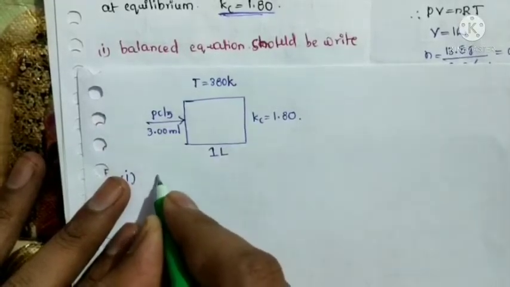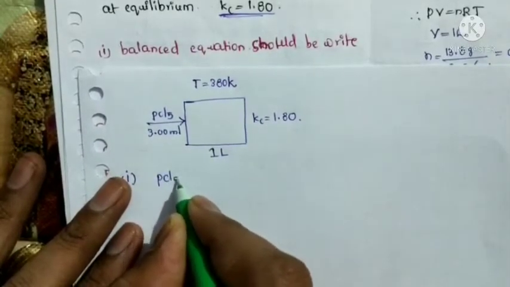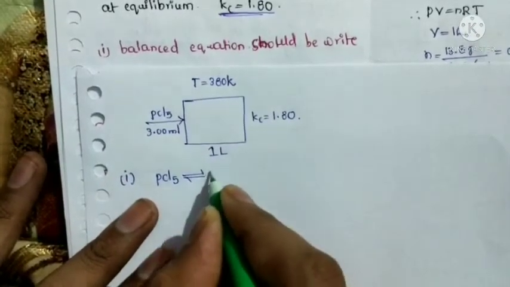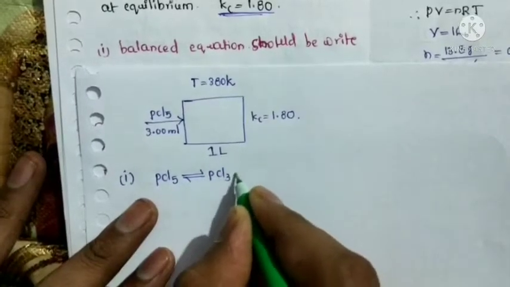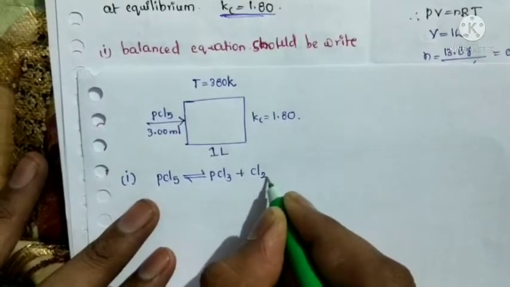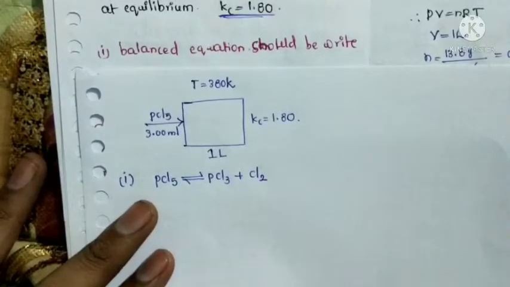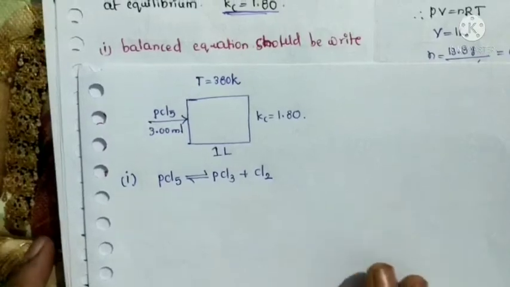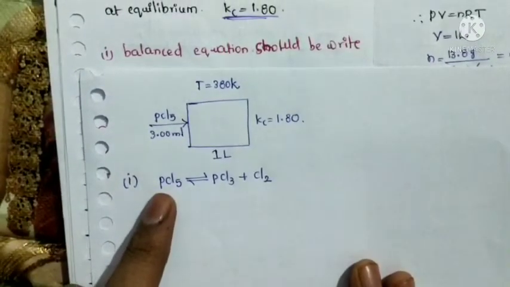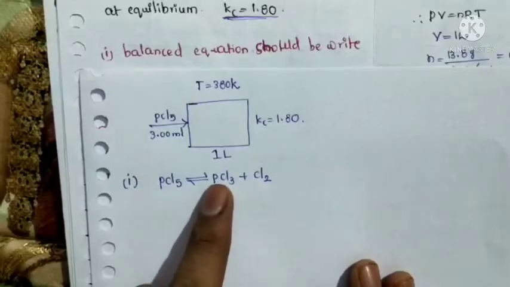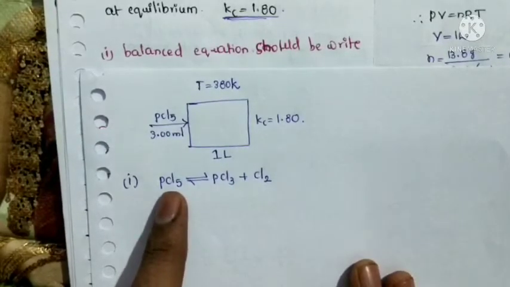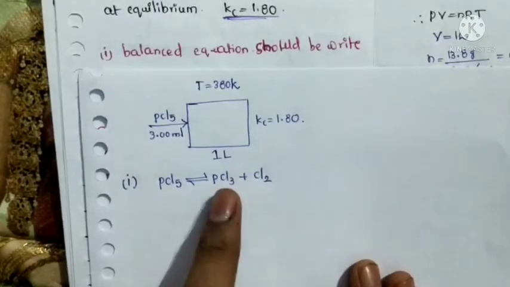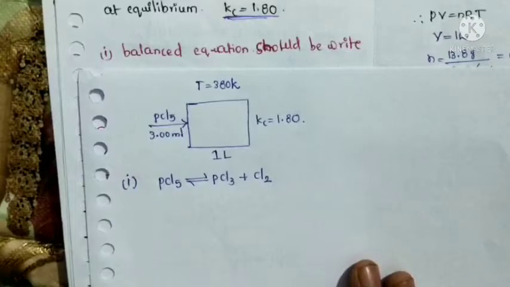For example, the reaction phosphorus pentachloride is in equilibrium with phosphorus trichloride plus chlorine gas. A balanced chemical equation means: how many phosphorus atoms? 1, and here also 1 phosphorus atom. How many chlorine atoms? 5, and on the right side 3 plus 2, 5 chlorine atoms. That's why it is a balanced chemical equation.